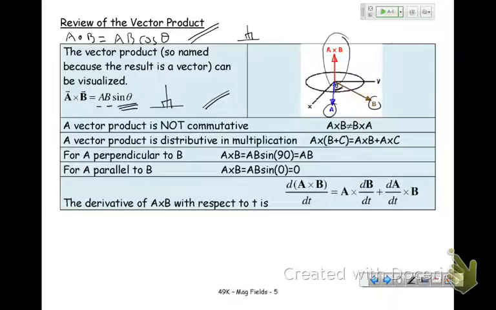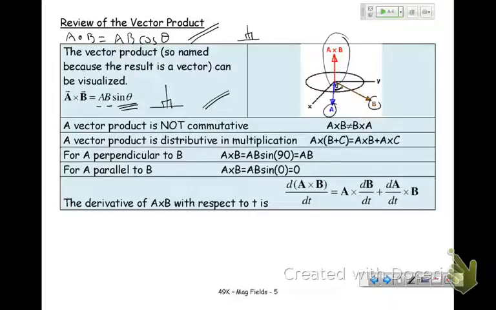Basically we can say that this is not commutative, so A crossed with B is not equal to B crossed with A. And that's because of a directionality issue. It's the wrong direction. We can say the vector product is distributive over addition. So A crossed with (B plus C) is A crossed with B plus A crossed with C.